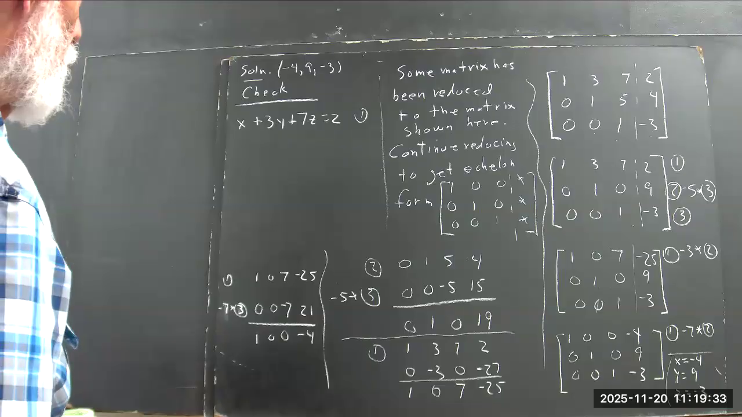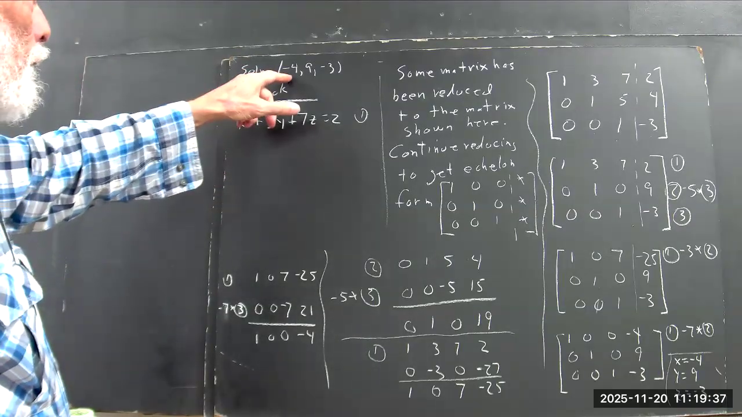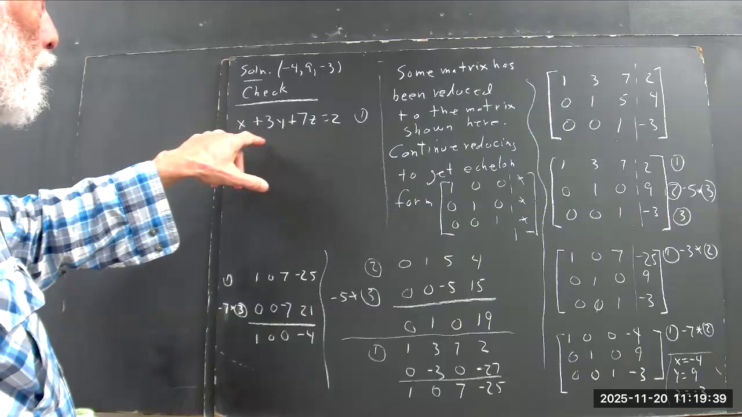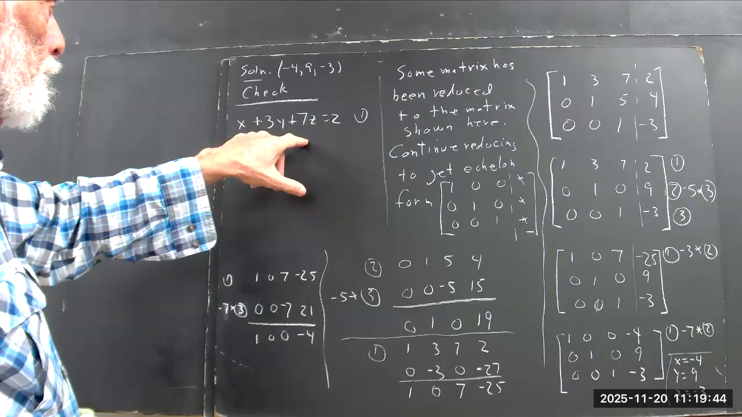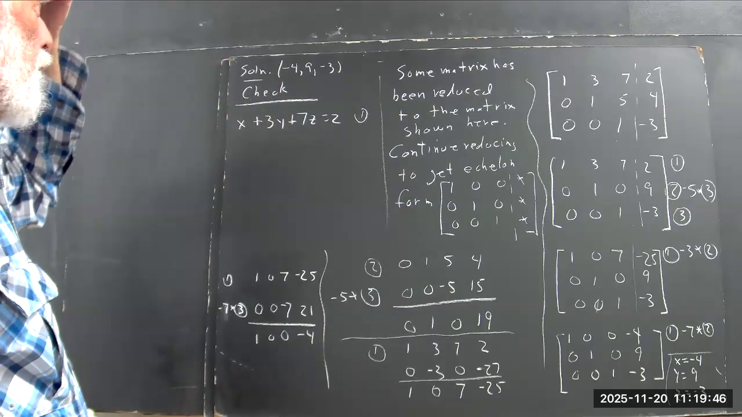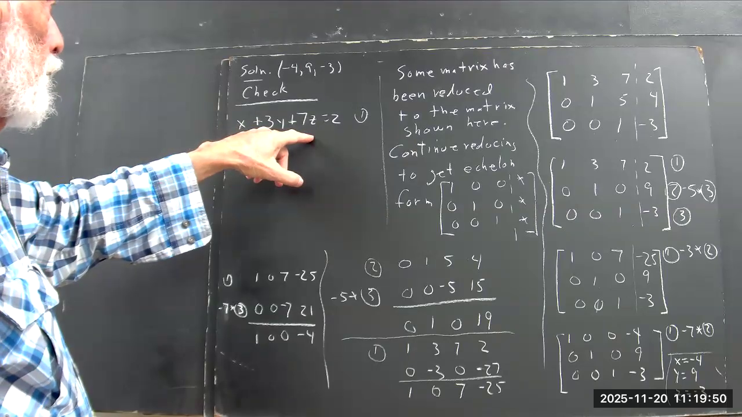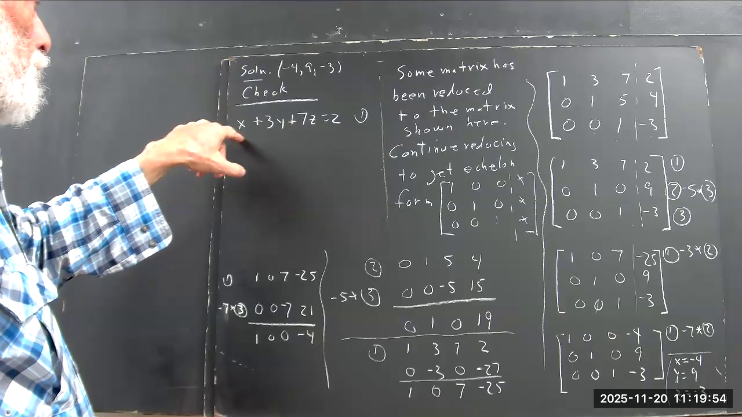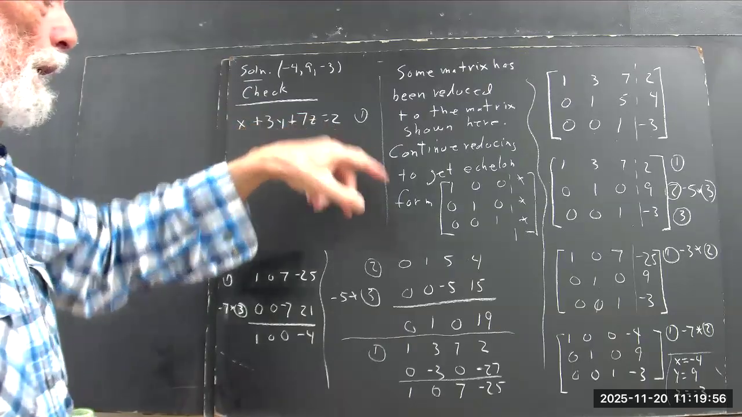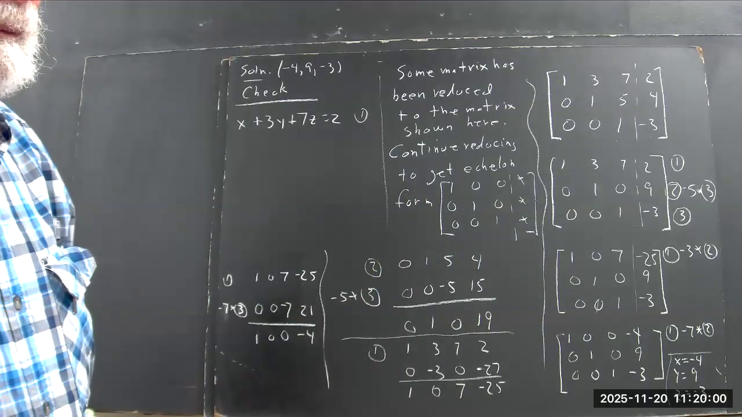Let's see if our solution works here. Okay, negative 4 for x, 9 for y, negative 3 for z. 3y would be 27. That'd be negative 21. And that would be, make it negative 25. 27 minus 25 is 2. So that's going to work.